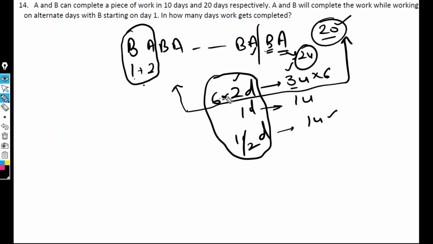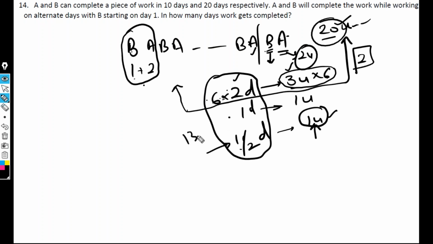Is it clear? So in 12 days, 18 units of work has been completed. So total work was 20 units, so 2 more units are pending. On the next day is the turn of B, and we know B will complete 1 unit. So still 1 unit of work is pending. On the next day, A can complete 2 units, but because only 1 unit of the work is pending, A will take half a day to complete it. Then just add 12 plus 1, 13, plus 0.5, 13.5 days. Done, Shivani?